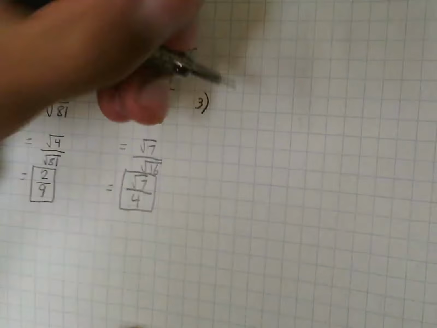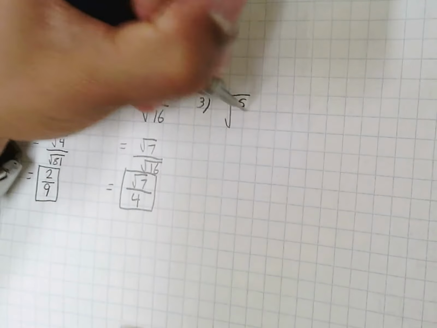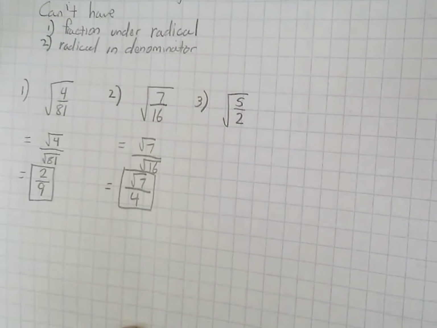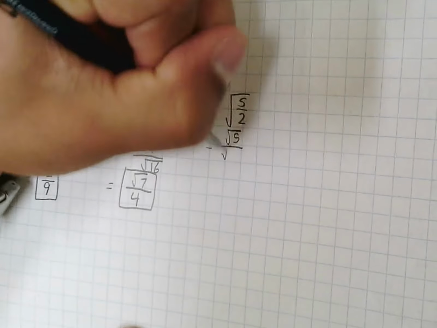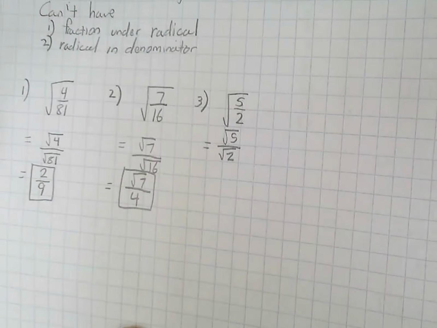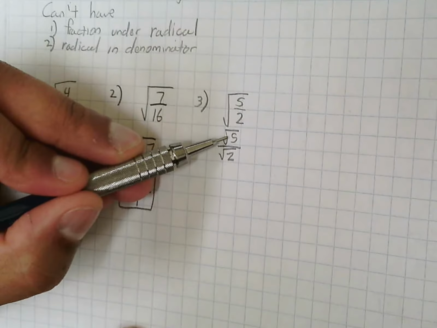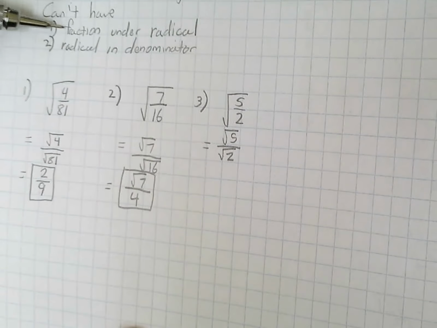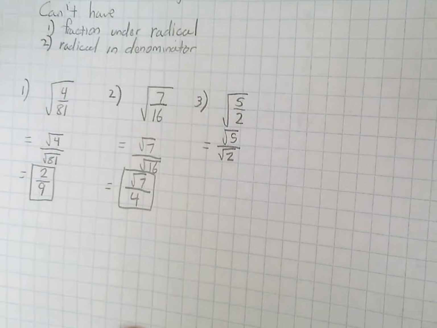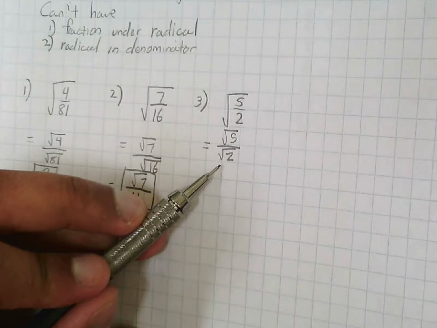But what about this one? The square root of 5 over 2. So we write this as the square root of 5 divided by the square root of 2. The square root of 5 cannot be simplified, nor can the square root of 2. So we've got an issue here. No longer do I have a fraction under the radical, but I now have a radical in the denominator. I've got the square root of 2 in the denominator.